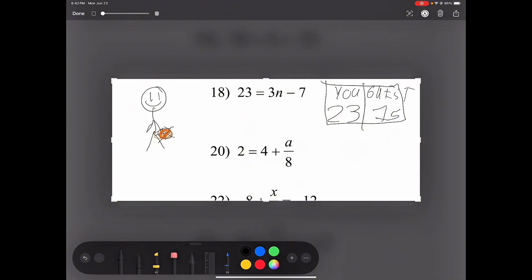Well, what we do is cancel out the 7, which means adding its opposite. So what that means is that we add 7 to get 30, and then we make that equal to 3n. Now, to get rid of 3, we have to divide by 3. So that means it's 10. So that means you won 10 games.